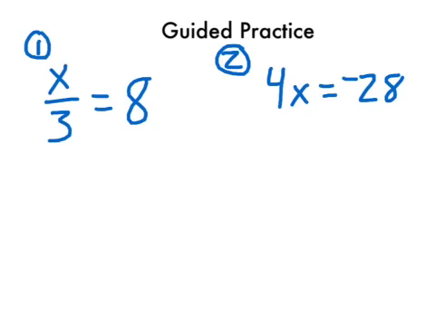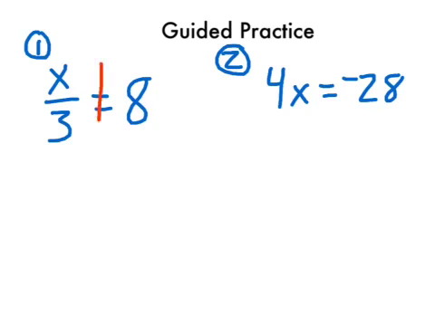Okay, now we're back and we are going to solve these together. So you should write these down. X over 3 is equal to 8 and 4x is equal to negative 28. If you haven't done that, pause the recording, write those down.